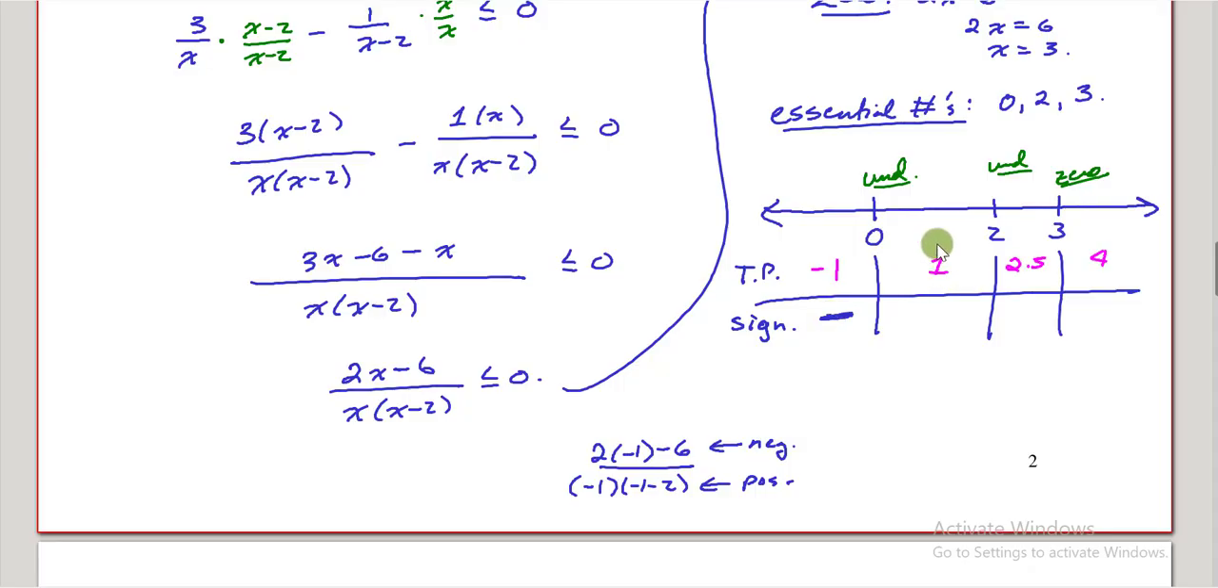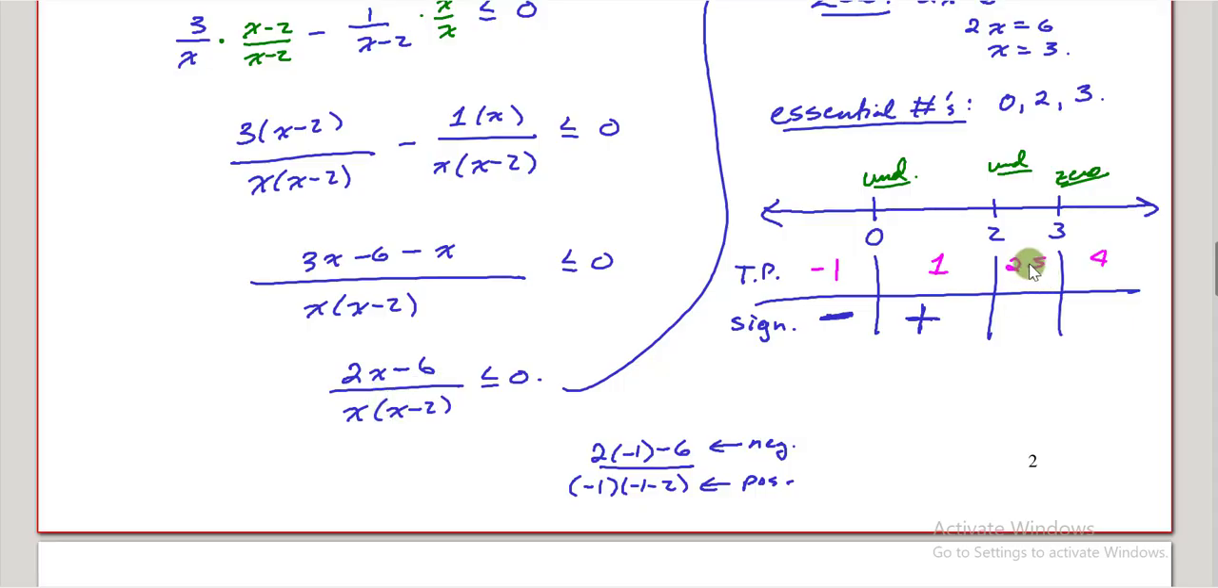I'll do the same thing with the value 1. Notice if I plug in 1 for x, the numerator remains negative. And the denominator would be a positive times a negative, so the denominator would be negative. And the quotient of a negative divided by a negative, that would be a positive expression there. Does everyone see what I'm doing? I'm taking each test point and plugging it into the original single fraction over here, and I'm just looking at what the sign is.